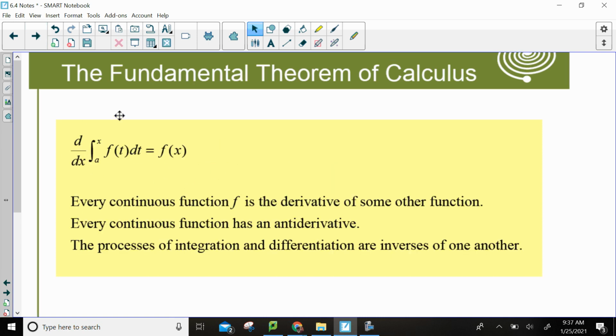So again, this is the same thing that was on the last page. Every continuous function f is a derivative of some other function, and every continuous function has an antiderivative. The process of integration and differentiation are inverses of one another. That's kind of like squaring something and taking the square root, or multiplying by 4 or dividing by 4, okay? Integrating and taking the derivative are inverse functions of each other.